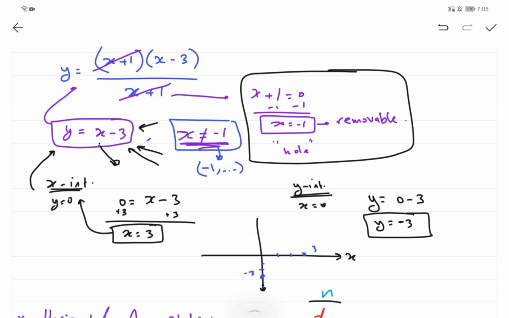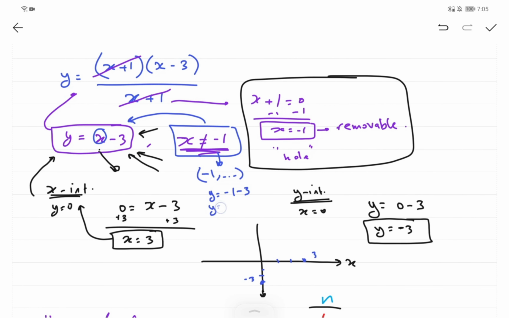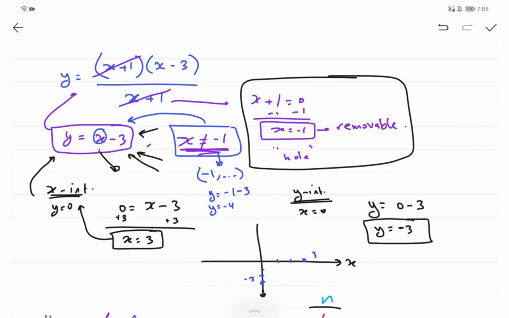Now what's the value of y? We need to substitute -1 in this function. So y equals -1 minus 3. We replace x by -1, and we've got y equals -4. So that means there will be a hole when x is -1 and y is -4. So go to the graph and plot this point, -1 and -4.